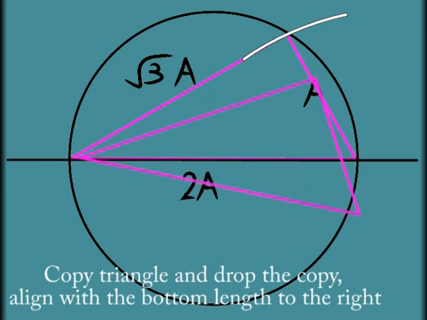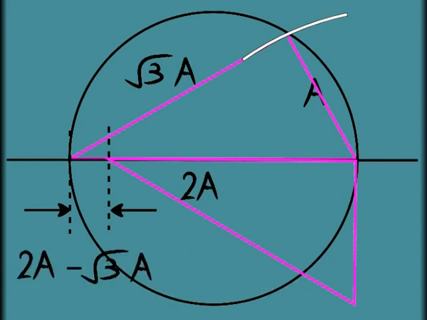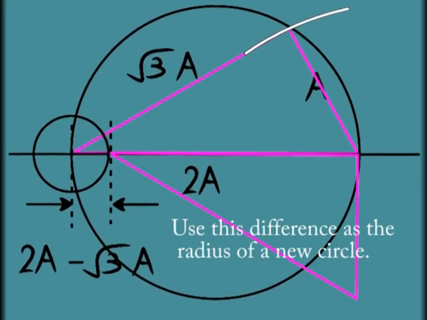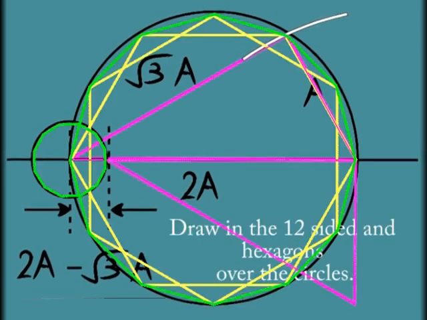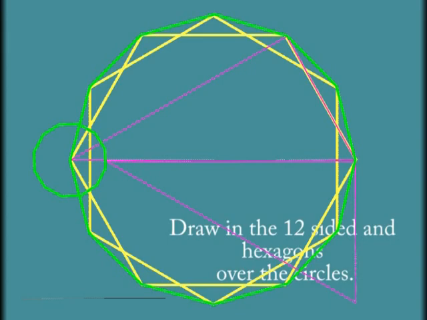Copy the triangle and drop the copy. Align with the bottom length to the right. Then the difference between the ends of the triangle on the left will be 2A minus the square root of 3A. Using this difference as the radius of a new circle, draw in the 12-sided polygons and the hexagons over the circles.